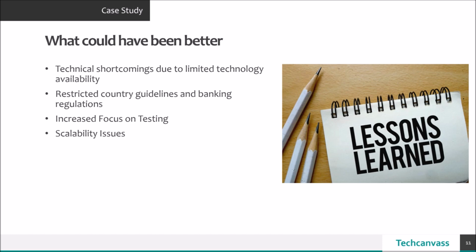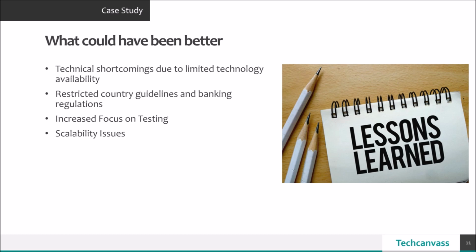There were a lot of banking regulations which we were not aware of. We thought this could have worked, but later we realized how it was going to work. Initially the project was planned for only one particular country. Later the senior management agreed to roll it out to two more countries as well. To scale that kind of project, since every country has different banking regulations, that was again one area we could have sorted out better.